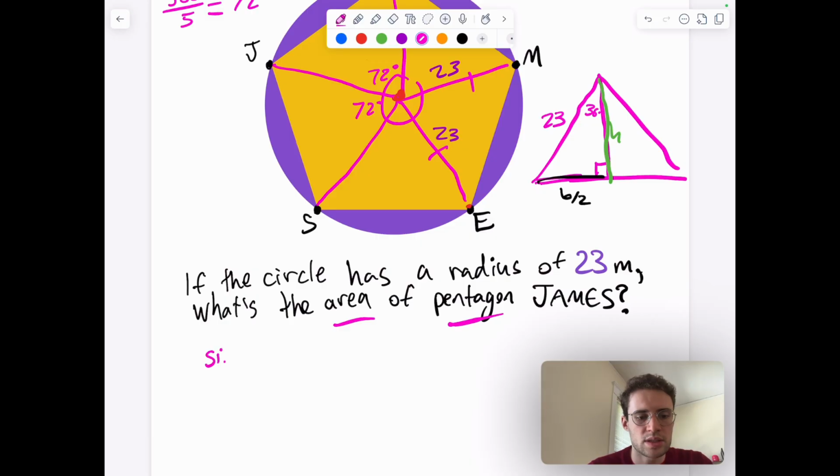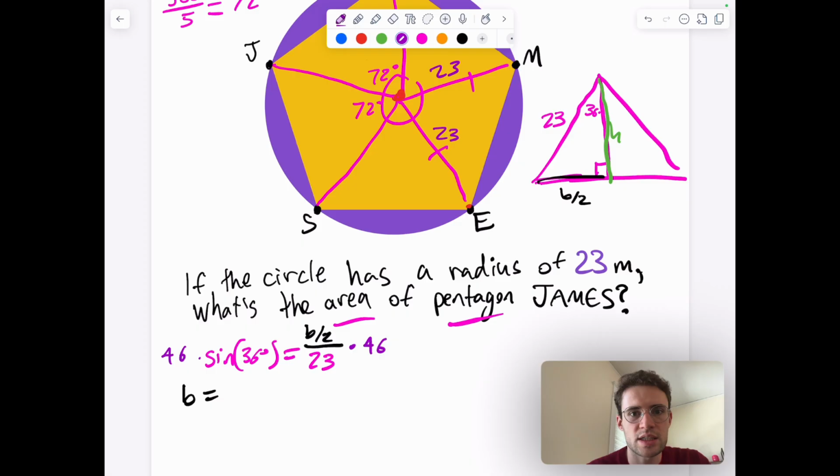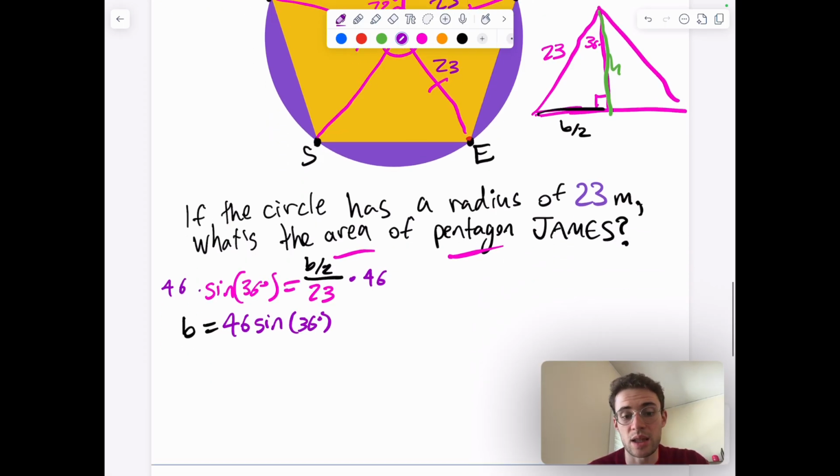Again, sine of 36 degrees, that's the angle up top, is equal to opposite, which is half of the base, over hypotenuse. So base over 2 over 23, which means to get the base alone, we need to multiply by 23 and multiply by 2. That's the same as multiplying by 46. Right, that's double 23. So that gives us that the base is equal to 46 times the sine of 36 degrees. So we have the base again. I'm going to leave it like that until the end.